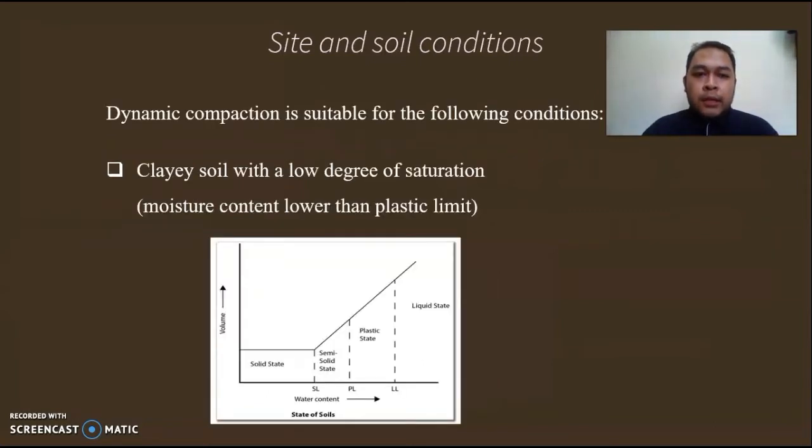The next one, dynamic compaction is also suitable in the following condition: clay soil with a low degree of saturation, or moisture content lower than the plastic limit. In this case, when the moisture content is more than the plastic limit, it cannot be used because the soil is already saturated. So below that, dynamic compaction can be used.